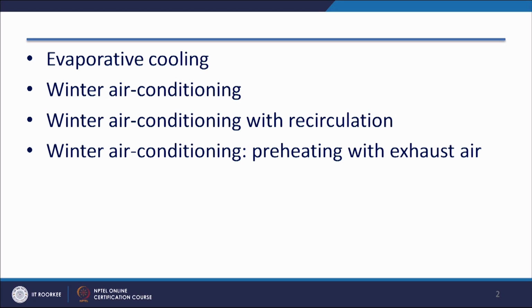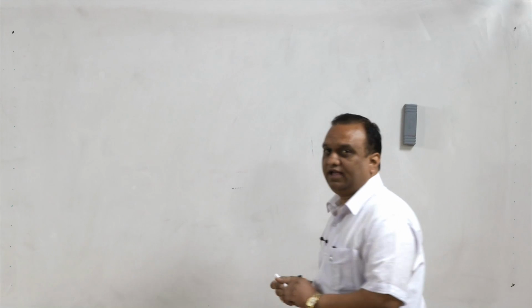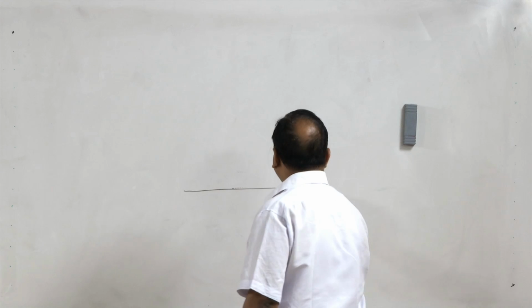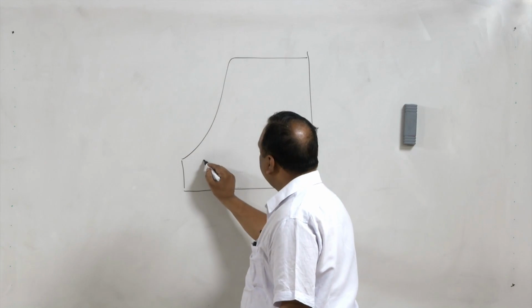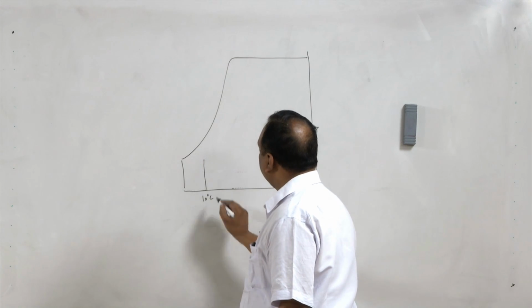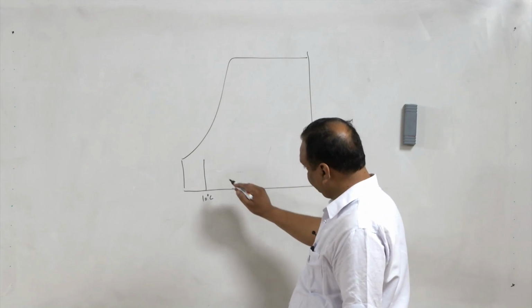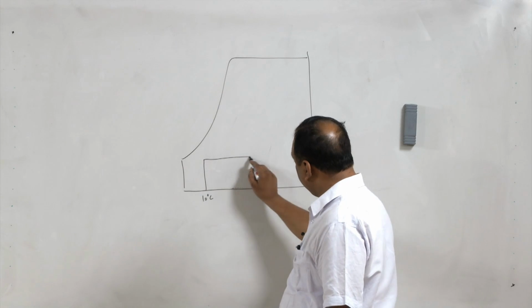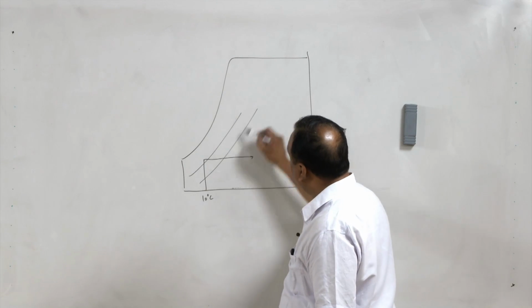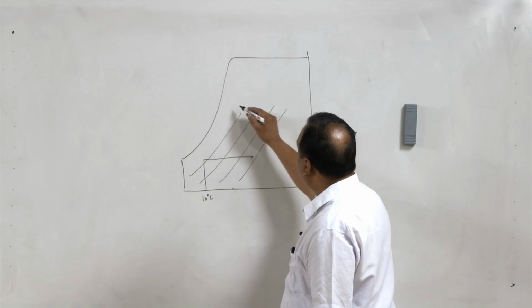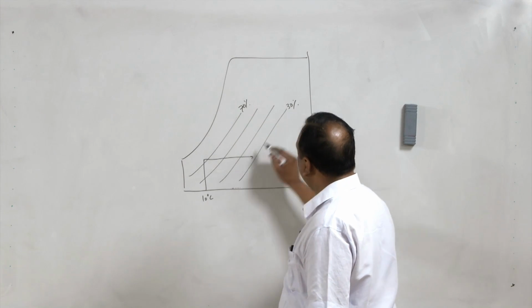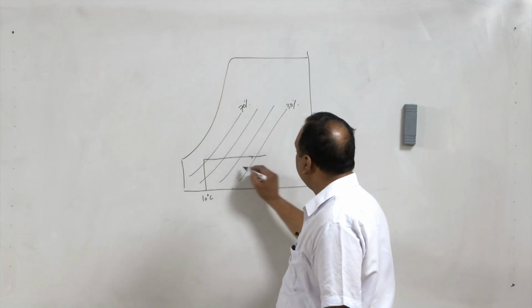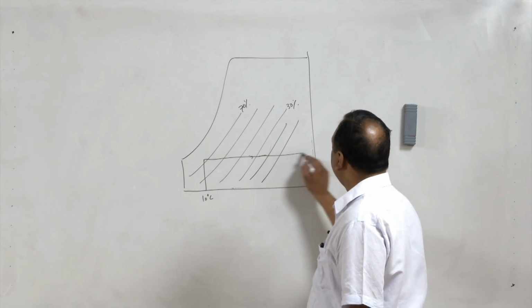Now, we will take winter air conditioning. In winter air conditioning, heating has to be done, and as I explained earlier during psychrometric processes, suppose this is something like 10 degrees centigrade. When sensible heating is done, the relative humidity will decrease. This is maybe, say, 70%, so this may reduce to, let us say, 30%. You keep on heating the air, the relative humidity will keep on reducing, however the specific humidity will remain the same.